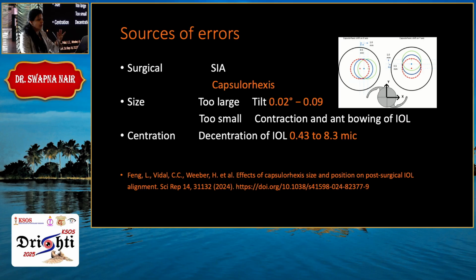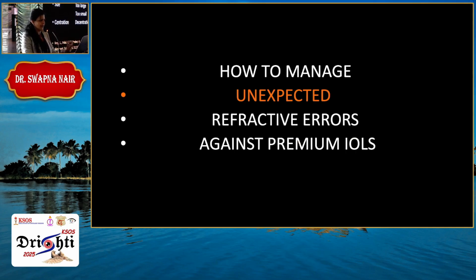We already talked about SIA, and I think she has explained it very well. If we have too large a capsulorhexis, we know the lens can tilt. If it's too small, it can contract and cause posterior bowing of the lens. And this posterior bowing can induce some amount of hypermetropia, which is very, very dissatisfactory to the patient. Myopia, they will tolerate, but never hypermetropia. So this is roughly the amount of tilt produced by various decentrations of the capsulorhexis, as was done by this study, and it is important to avoid that.